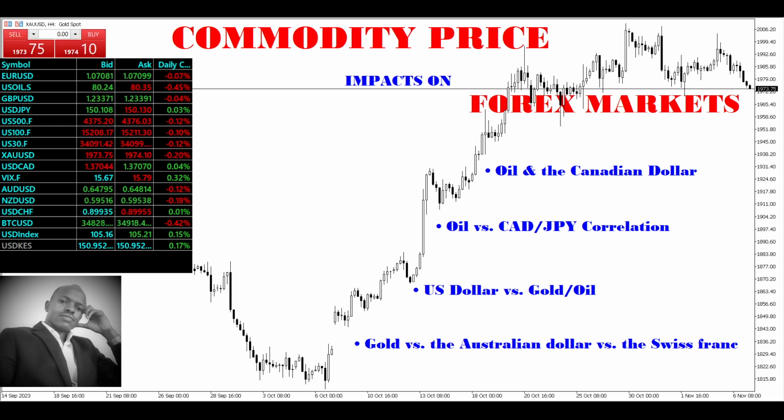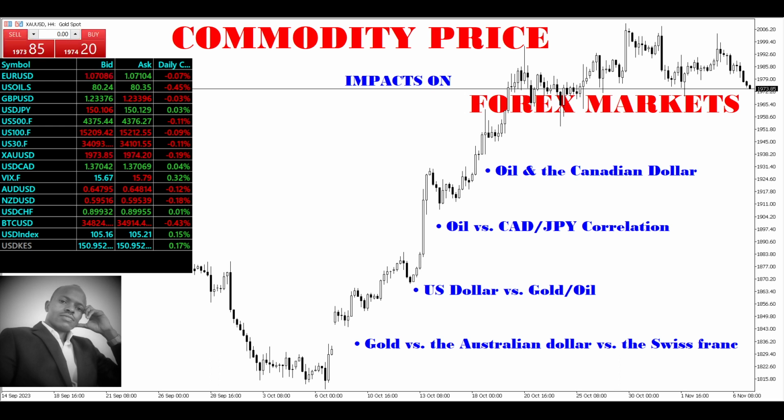Typically, it is worth mentioning that while most currencies are affected by commodity prices to some extent, the ones that are most influenced are the Australian dollar, the Canadian dollar, and the New Zealand dollar. At the same time, the Japanese yen and the Swiss franc are also significantly impacted by changes in commodity prices.